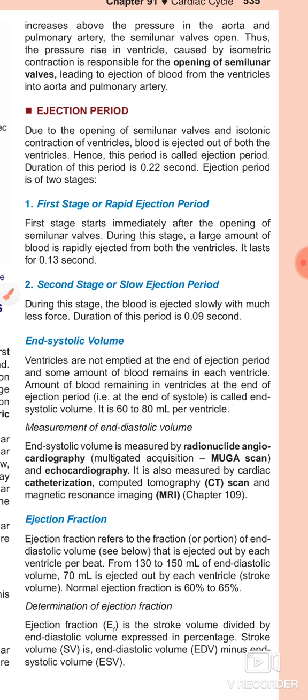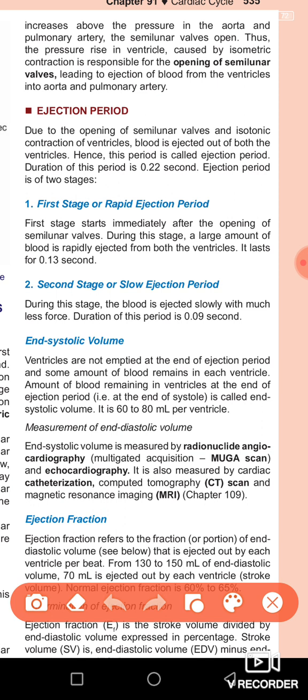The first stage can also be called the rapid ejection period, and the second stage can also be called the slow ejection period. The first stage starts immediately after the opening of the semilunar valves. In this stage, a large amount of blood is ejected from both ventricles, and it lasts for this duration. So you have to remember this duration.